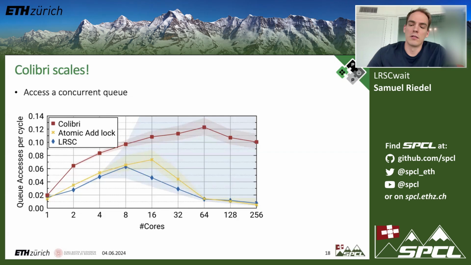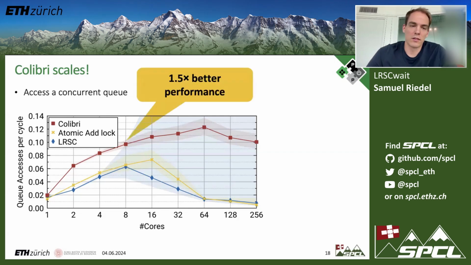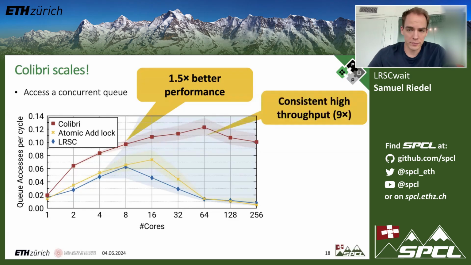And what we notice, first of all, is that Colibri outperforms all the other schemes consistently. And we notice that at high core counts, when congestion gets really high, we have less queue access per cycle, even though we have more cores working on it. So we really see this interference issue, but Colibri's throughput stays high.